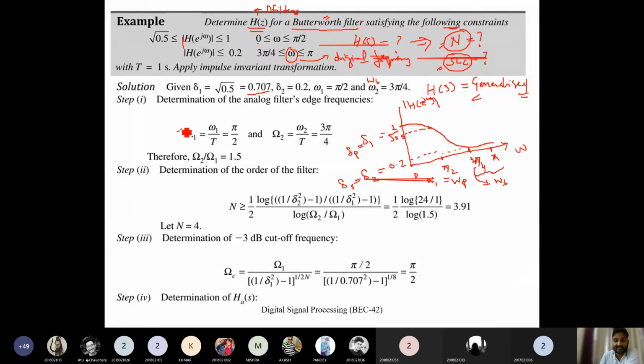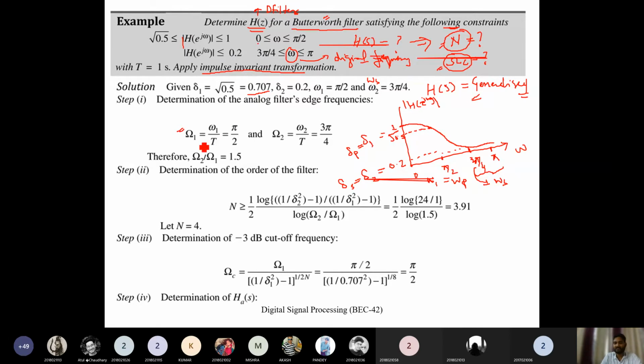And one more thing, in this question it is given to apply impulse invariance. So what does it mean? Whatever method we have applied to convert an analog filter into a digital filter is the impulse invariance method. This is the specification of a digital filter, and we need to convert it into analog filter specification, like the frequency values. That frequency value will be given in terms of the impulse invariance method.